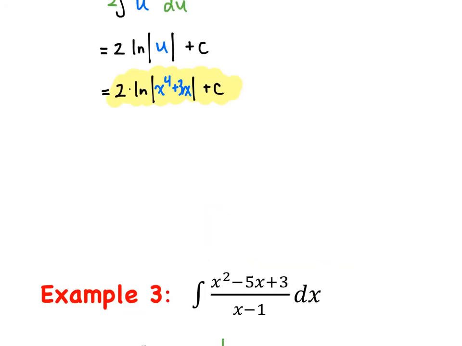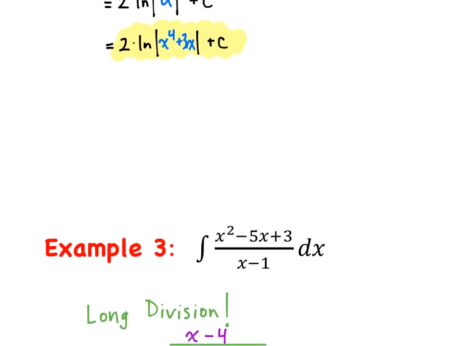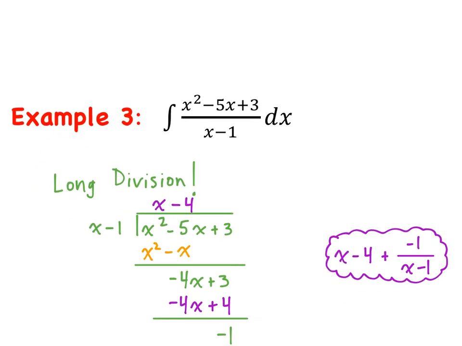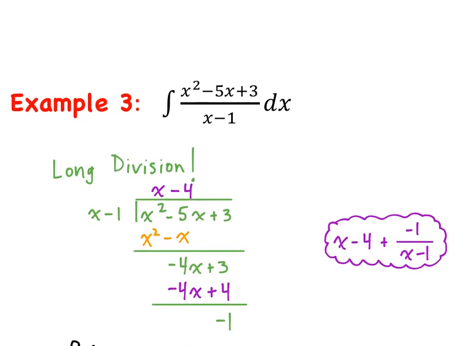Example 3 is now similar to example 2, only this time we're dividing by a binomial. So we can't just break it up term by term. What we're going to have to do, if you can think about it and possibly guess, is long division. All right, so we're going to do some long division here. I'll walk us through it just to get a quick refresher of this long division.